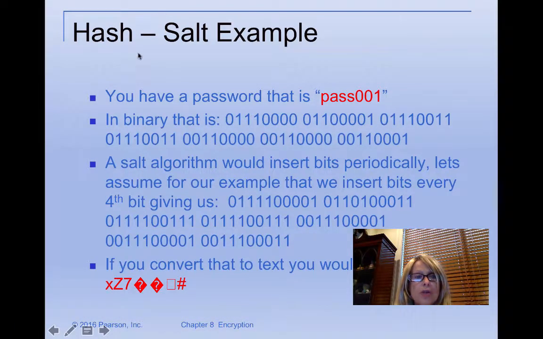Okay, so you have a password and it's pass001, it's binary. The salt algorithm would insert bits periodically. So for example, here it's 0111100. Now it's 0111100. Every fourth bit, it added a 1. So here's a 1 and here's a 1. So all of a sudden, it's a difference. So if you convert that text, you would get something totally different than pass001. That's called salting.